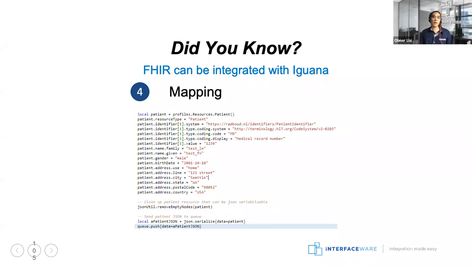To map, I populate the resource I created. Once done, I clear the empty nodes that were not used and serialize the JSON. That about covers it for all the steps for FHIR. Using our API, Iguana can act as a FHIR client and seamlessly integrate the two.